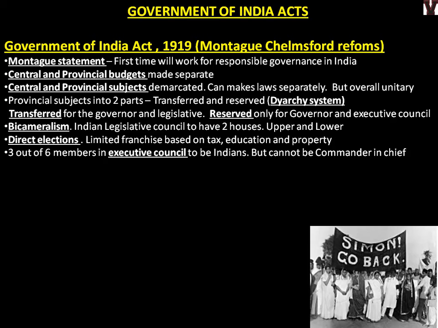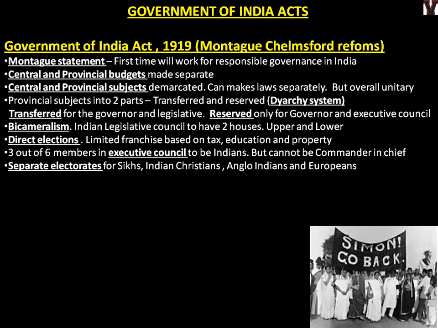Now see, Executive Council, other than Satyendra Sinha, two more people can come. So 3 out of 6 is Indians, but cannot be Commander-in-Chief. So there is a post called Commander-in-Chief under the Viceroy. That cannot be Indian, but other 5 positions out of that, 3 can be Indians. Separate electorates now for Indian Christians, Anglo-Indians and Europeans.